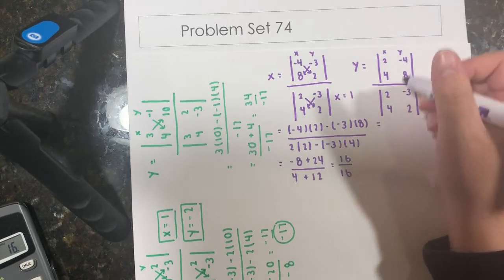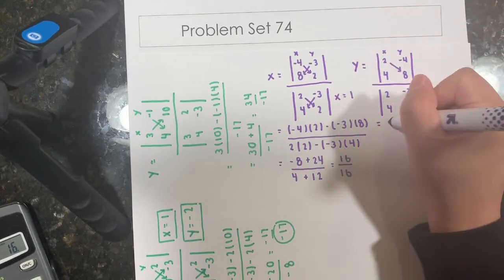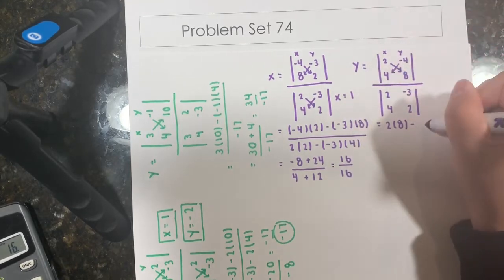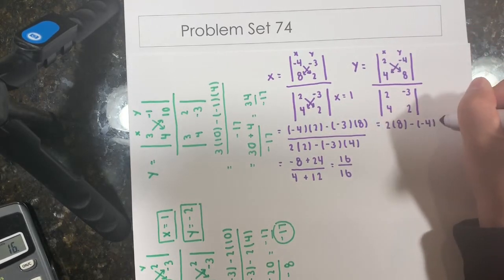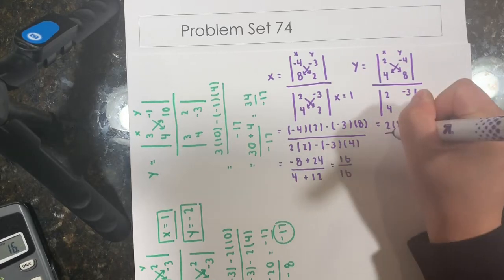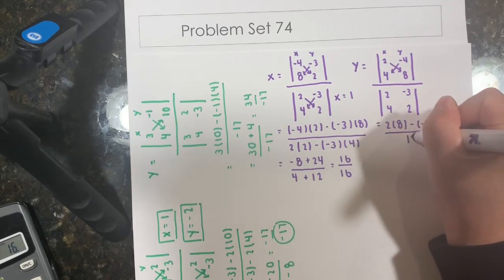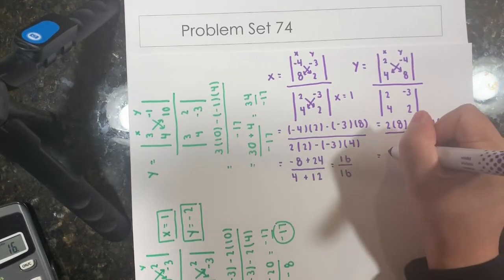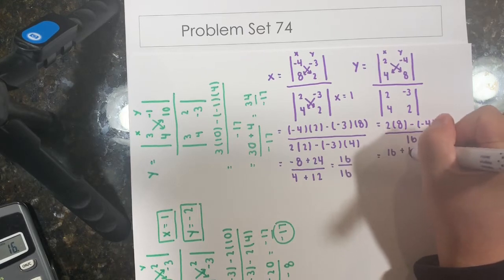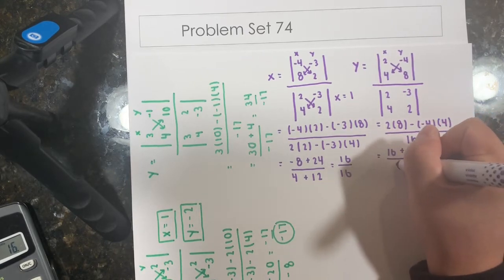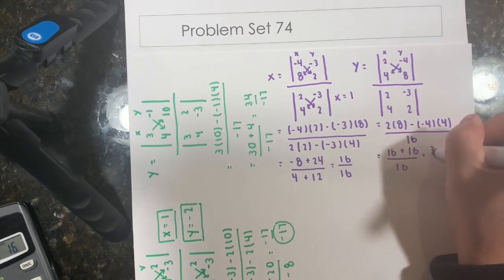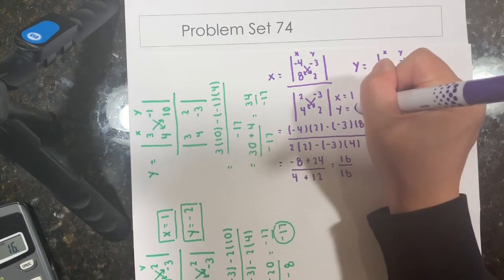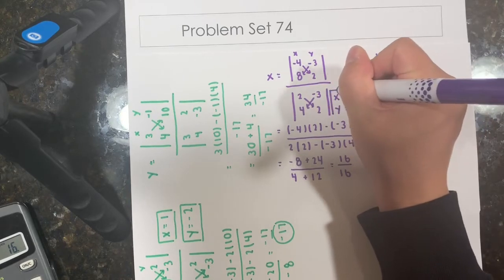Then for y, I have to do the numerator, so that would be 2 times 8 minus negative 4 times 4 over positive 16, because I've already evaluated it. Then I have 16 plus 16 all over 16. So 32 divided by 16 means that y is going to be equal to 2.